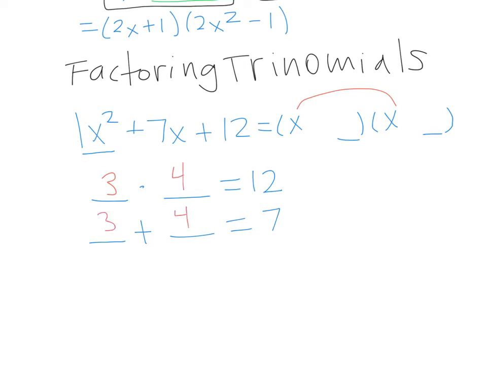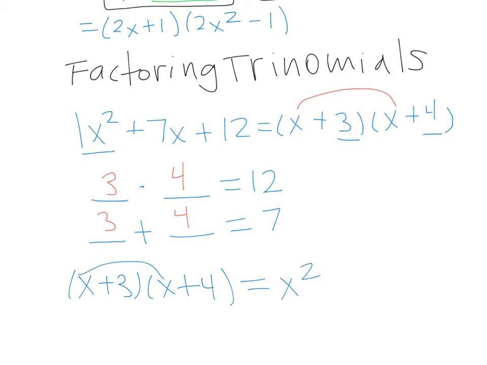So if we plug those in, we get x plus 3, x plus 4. We can always check our work by multiplying. So if we take what we've just got, x plus 3 times x plus 4, and now multiply those, all right? So we do first times first, we get our x squared.